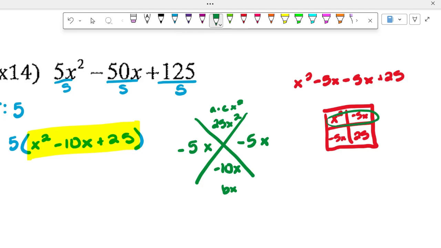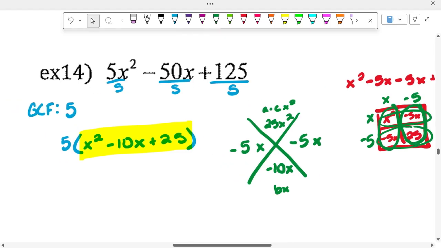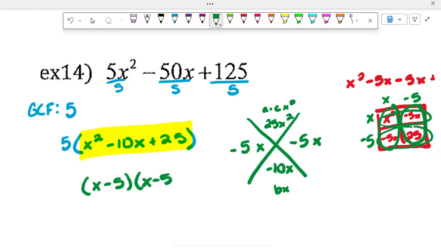What's the GCF of my first row? X. What's the GCF of my second row? Take note of the first sign. Negative 5. Don't forget, if you're doing reverse box, if the first box nearest to where you have to write your number is negative, you take a negative out. GCF of my first column, X. GCF of the second column, negative 5. So I have X minus 5 times X minus 5. And make sure you bring the GCF of 5 down.